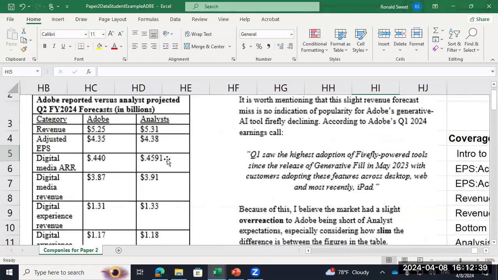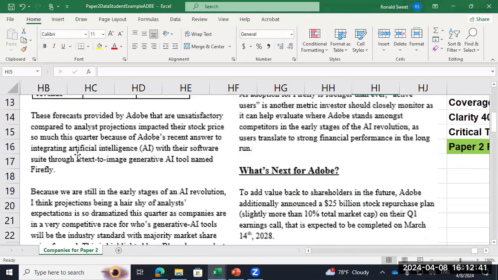Not sure exactly what it did here, but the forecast by Adobe was unsatisfactory compared to analyst projections, impacting the stock price. So he's somewhat blaming management's outlook. You've seen that a lot here.